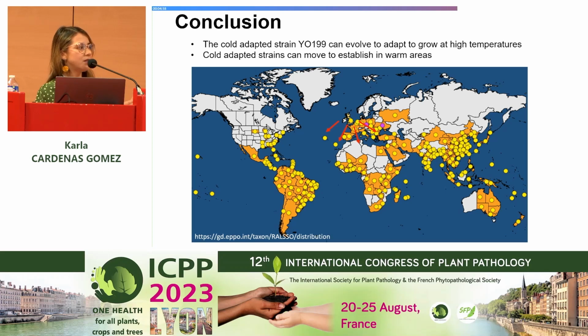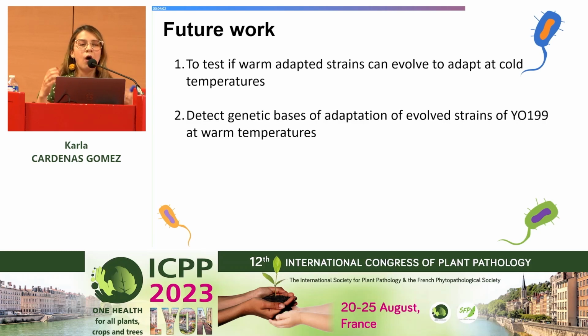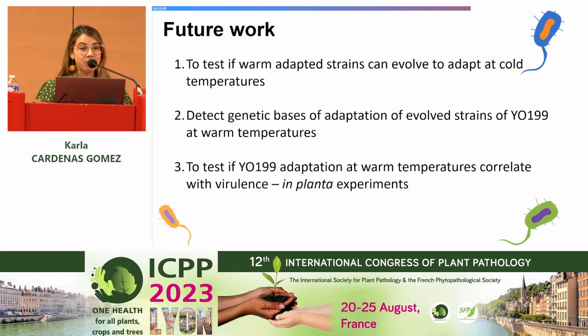Again, I have only done in vitro experiments, and I'm hoping to do in-planta experiments to corroborate these results. For future work, we would like to do the other way around, to test if warm-adapted strains can adapt to survive at cold temperatures. Of course, we will do all the genetic analysis of these results, to see where the sequencing changes are in the evolved bacteria, and compare those results. And finally, and the most important part, will be to test the virulence, to test if these evolved strains have an impact in both primary and secondary hosts.